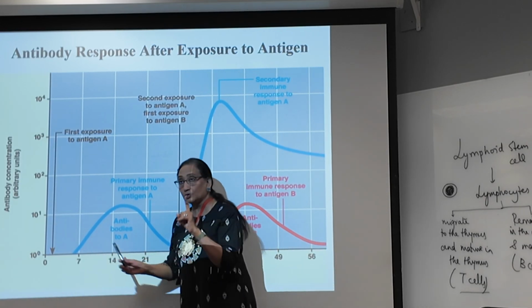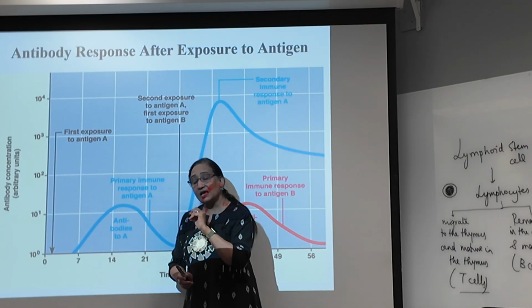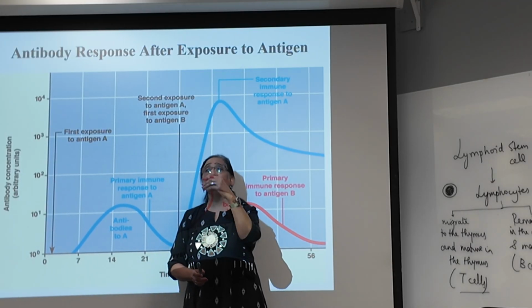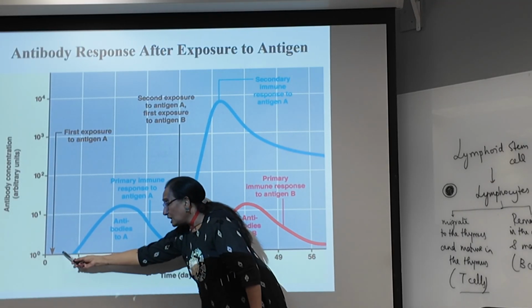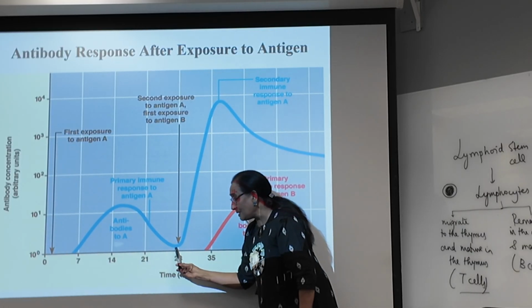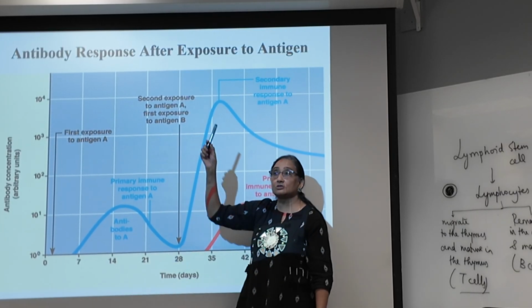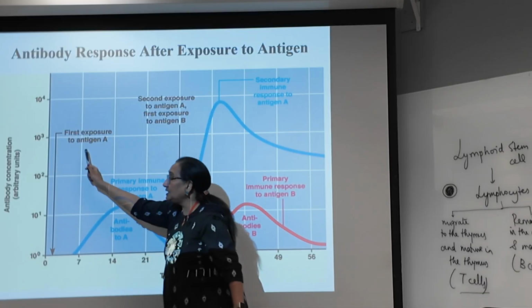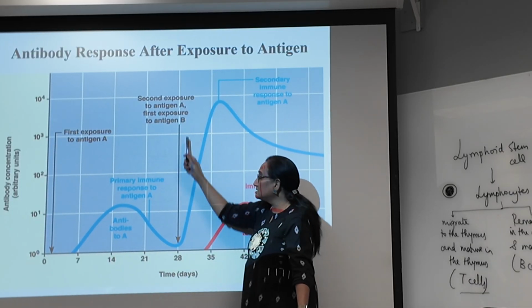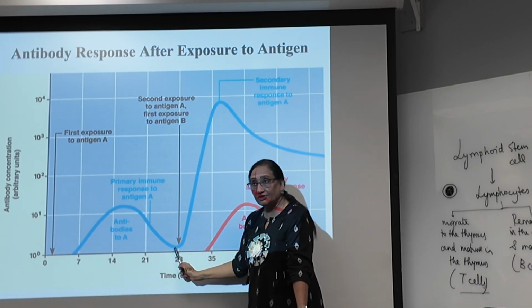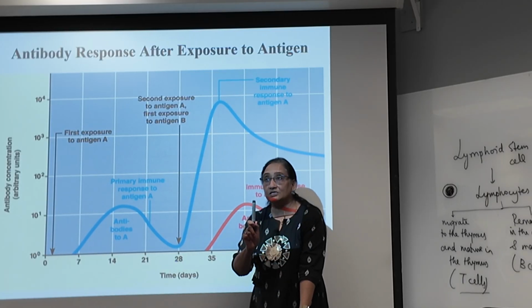This is the first exposure. Now let's say after many months or even after years, the child is exposed to the same antigen a second time. This is the primary exposure, the first one, and this is the second one, secondary exposure to the same antigen.